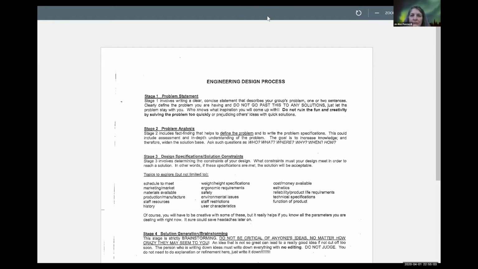Okay, so I'm going to stop sharing for a moment. I've just introduced you to the engineering design process. Short one-sentence problem statement is stage 1. Stage 2, more details on the problem. Stage 3, come up with things that limit your solution. Stage 4, brainstorming. Stage 5, analyze or rate the different ideas. And then stage 6, you start implementation, and then after that, you do testing. We're going to go over this in more detail, but right now you should have a framework by which we're going to be doing engineering design.